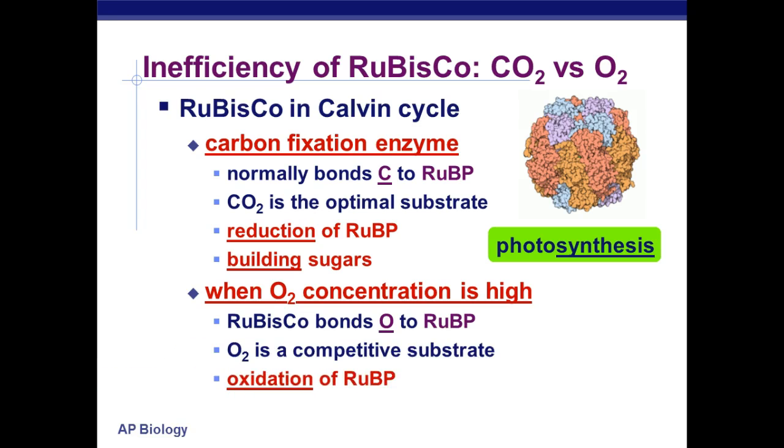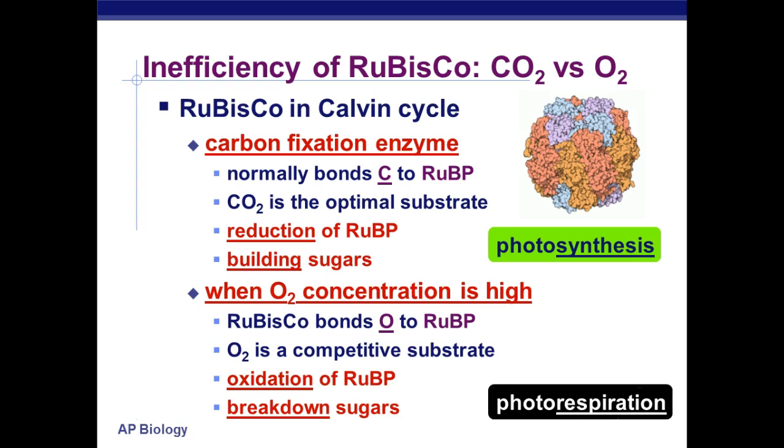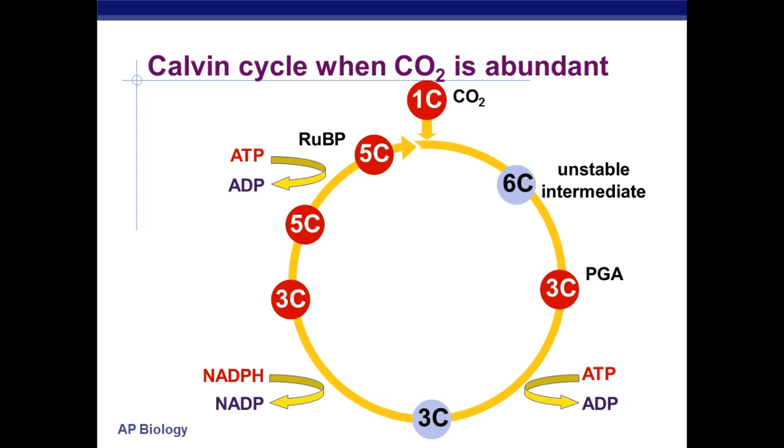That, though, is not going to result in us building any glucoses. Instead, we're going to oxidize RuBP. We're going to break it down into smaller pieces, not build up sugars. We're basically going to be doing the opposite of what we want to do in photosynthesis. This process that breaks down sugars is called photorespiration. From the plant standpoint, this is really, really bad.